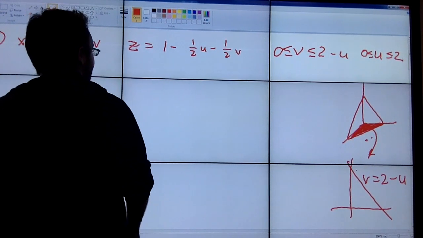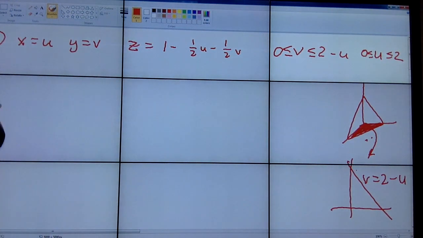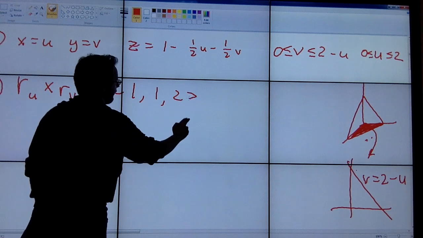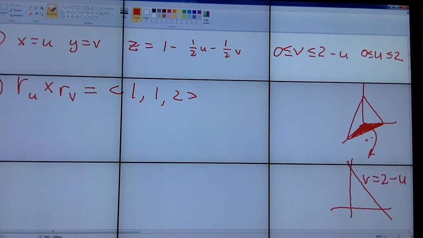Step 2, we want to find r_u cross r_v. Why don't I have to waste my time with this? What is the answer really quickly? 1, 1, 2. I don't have to compute a cross product because, again, what surface is this? This surface is unique in that it's a plane. So the normal vector to the plane is merely whatever the coefficients of x, y, and z are. The coefficients of x, y, and z in the original plane equation were 1, 1, and 2, so my normal vector is 1, 1, 2. Is it oriented the right way?